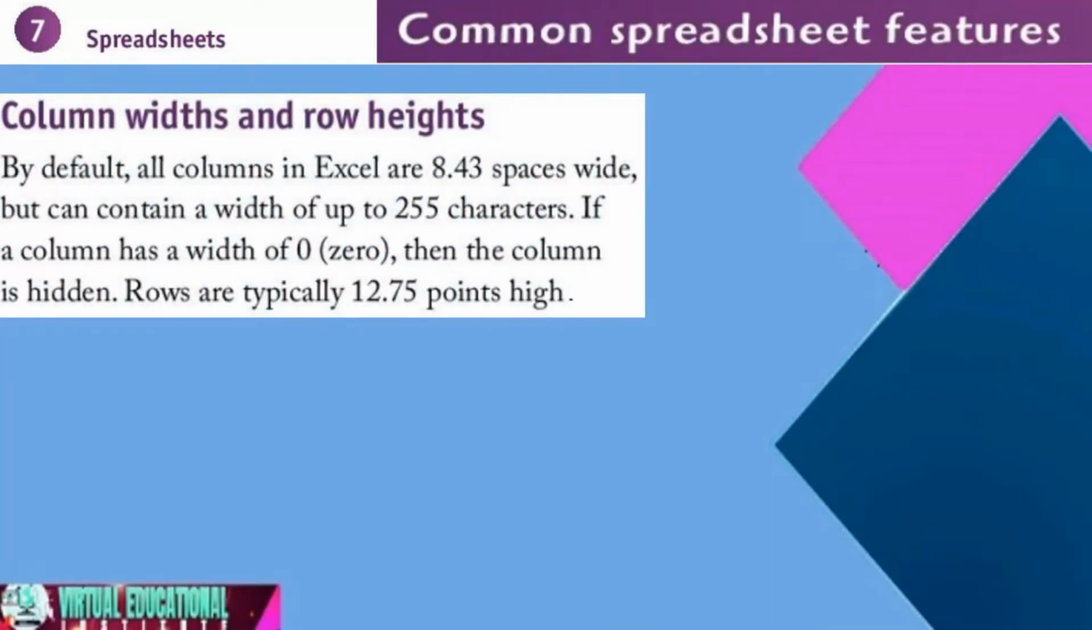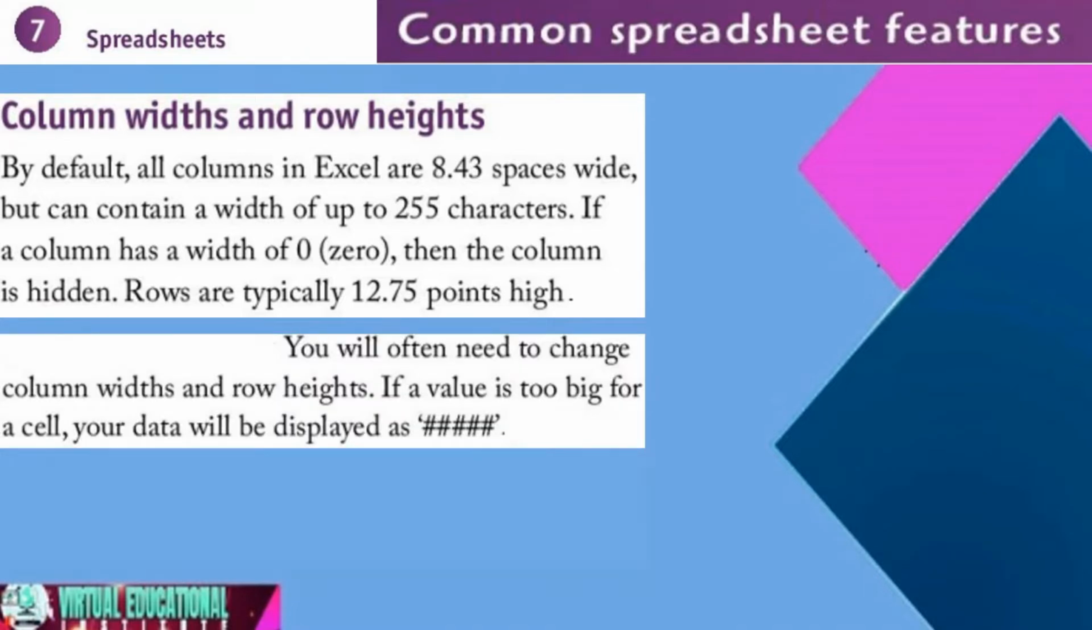So, when we speak of column width and row height, by default, all columns in Excel are 8.43 spaces wide, but can contain a width of up to 255 characters. If a column has a width of 0, then the column is hidden. On the other side, rows are typically 12.75 points high. You will often need to change column width and row height.